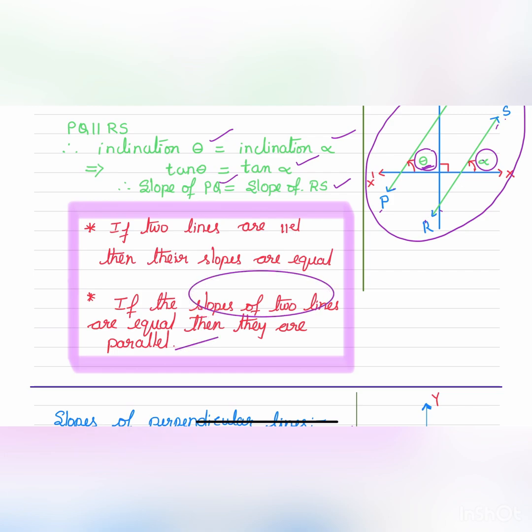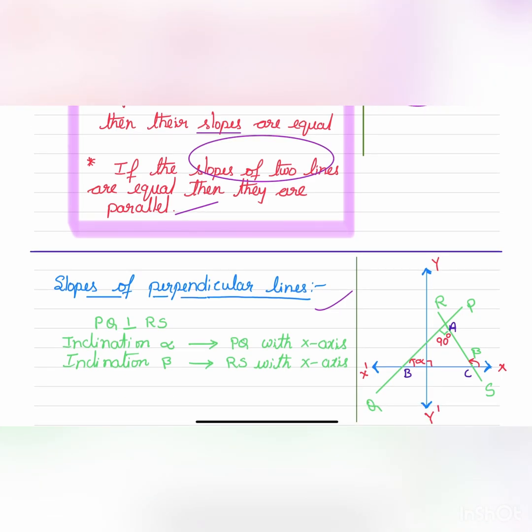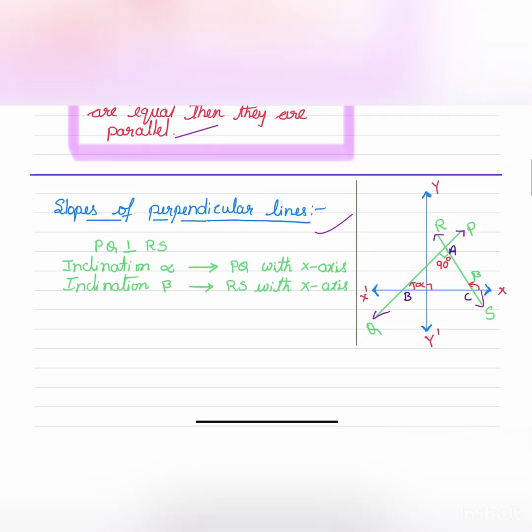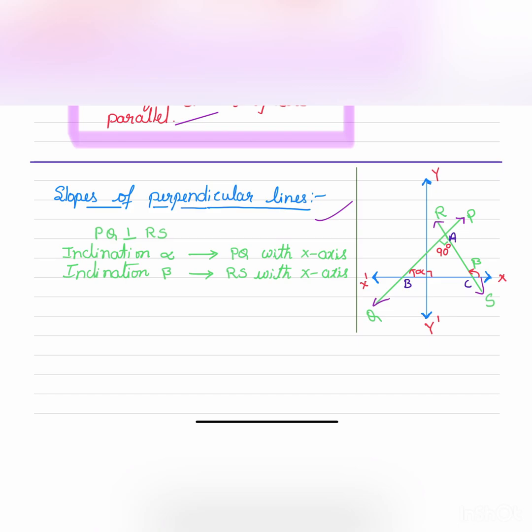That is, either if they are parallel, then the slopes are equal, or if the slopes are equal, then the lines are parallel. Now let us take a look at the slope of perpendicular lines. Here PQ is perpendicular to RS. These two lines are perpendicular, and they form an angle here. PQ forms angle alpha and RS forms angle beta. Inclination alpha is for PQ with the x-axis, and inclination beta is for RS with the x-axis.